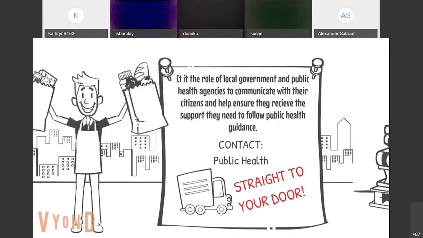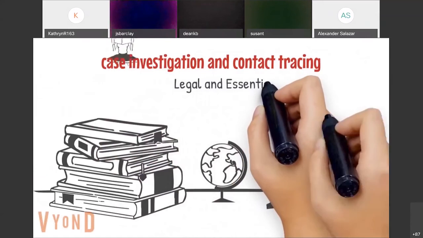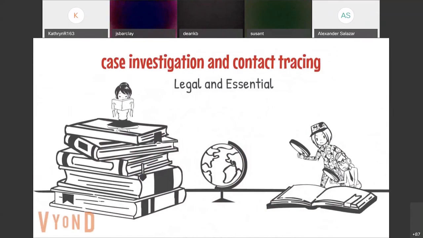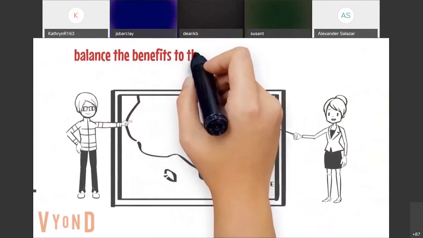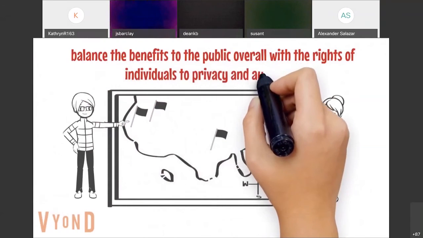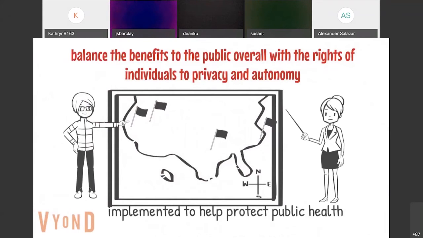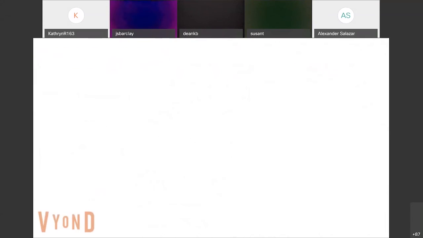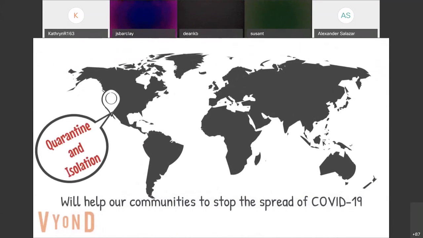In summary, case investigation and contact tracing are legal and essential public health interventions when responding to communicable disease outbreaks. As long as they balance the benefits to the public overall with the rights of individuals to privacy and autonomy, then these tools can be implemented to help protect public health. In concert with quarantine and isolation guidance, contact tracing efforts will help our communities to stop the spread of COVID-19.